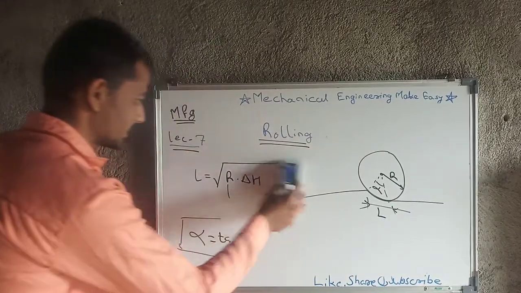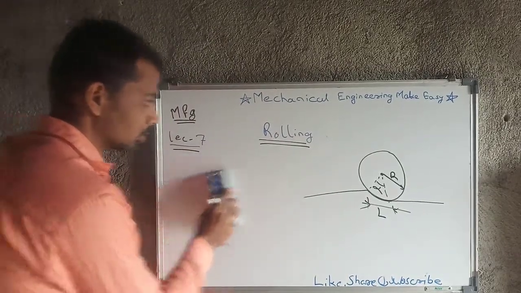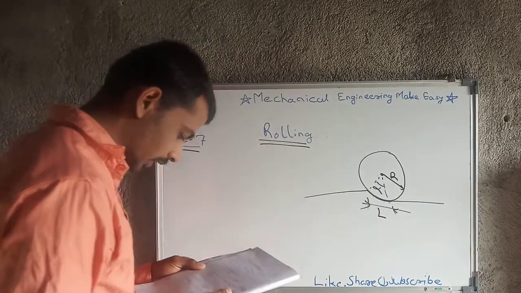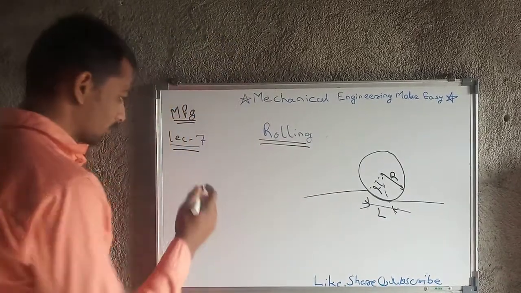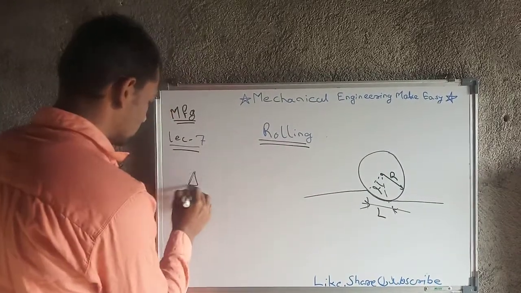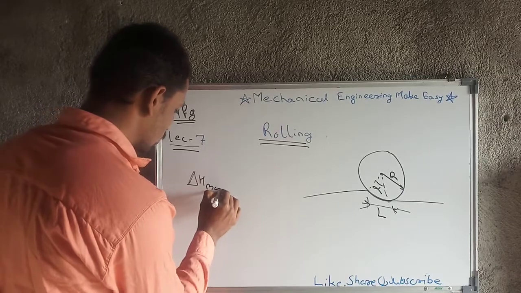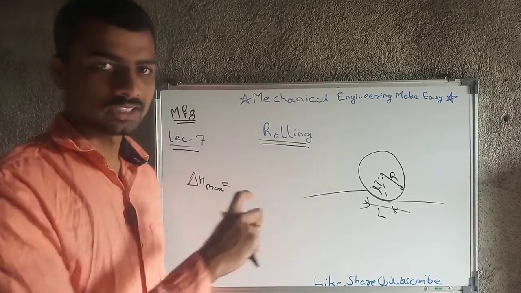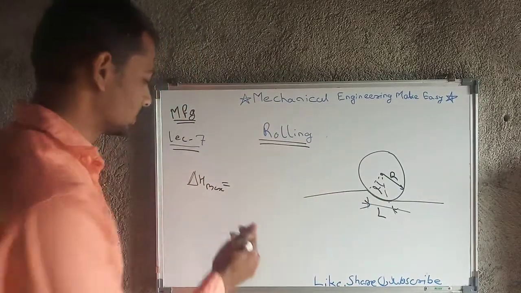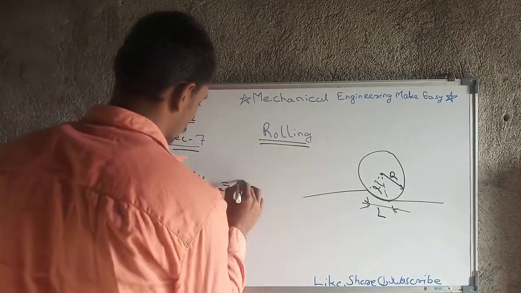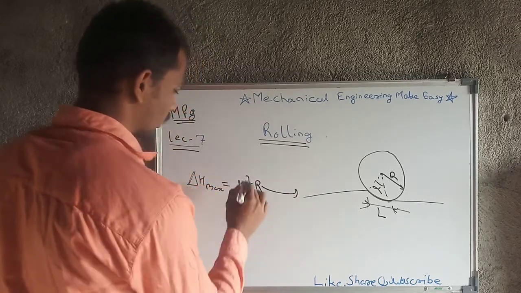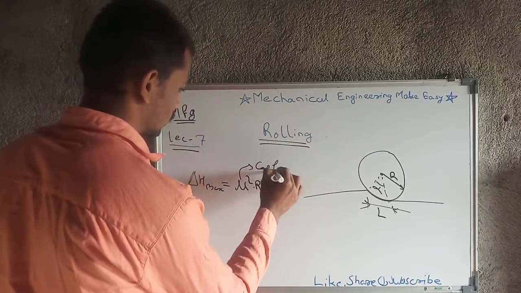We will move towards the next now. What's the next? That is the maximum change in height that we can achieve by rolling force, that is delta H max. How much maximum change in thickness can we achieve with the help of rolling? That depends on mu square into R, where R is the radius of the roller and mu is the coefficient of friction.